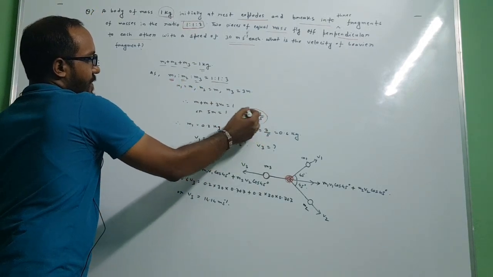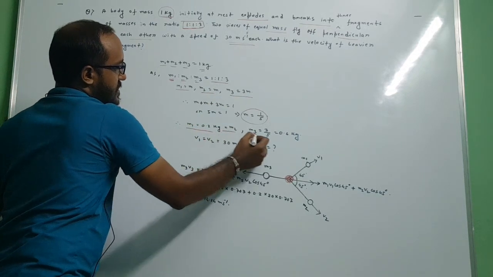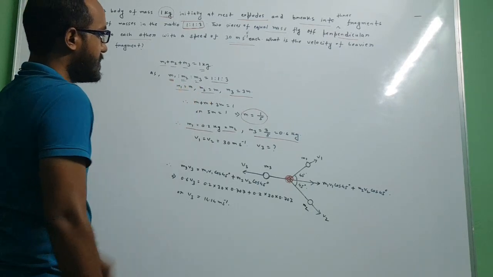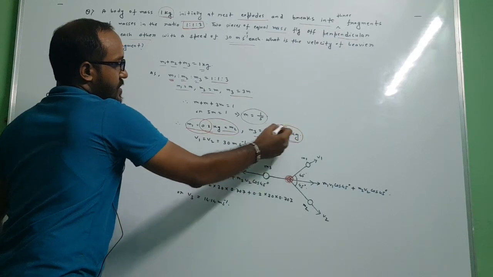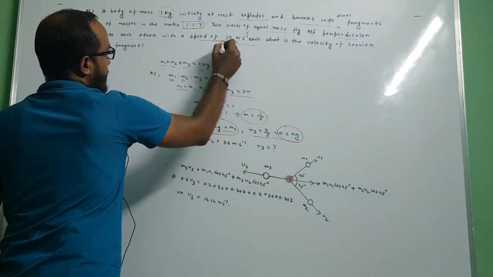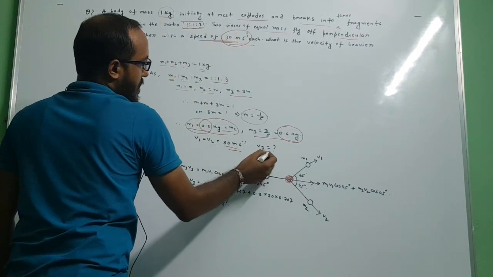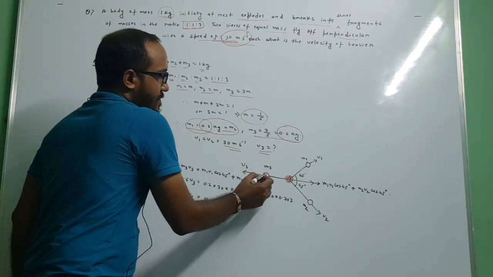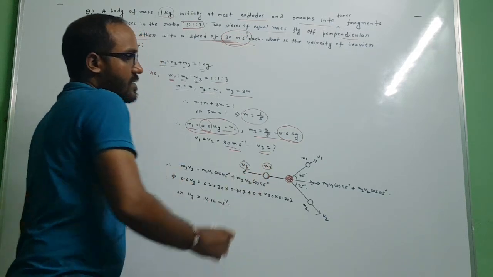You can find out the value of m, and after putting the value of m here, you can find out the individual masses. Yes, m1 and m2 have equal masses, which is 0.2 kg, and m3 comes up to be 0.6 kg. It is given that the equal masses separate at 30 meters per second velocity. You have to find the velocity of the bigger fragment. Let us say the bigger fragment has velocity v3, and it goes in this direction with mass m3.